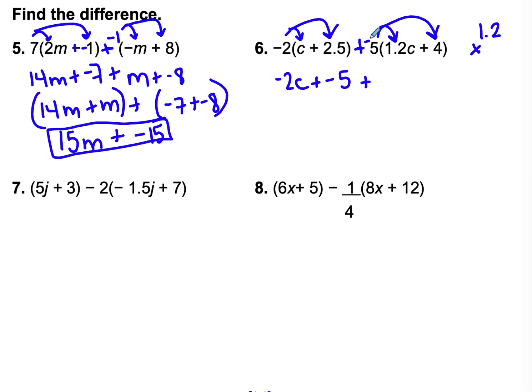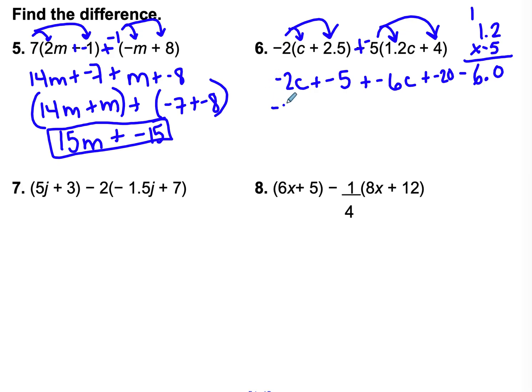but you probably don't, 1.2 times negative 5. Line up those last digits. 5 times 2 is 10. 5 times 1 is 5, plus 1 is 6. Okay, and then I had different signs here, so my answer is negative. 1 decimal in the problem, 1 decimal in the answer, so negative 6c plus negative 20.